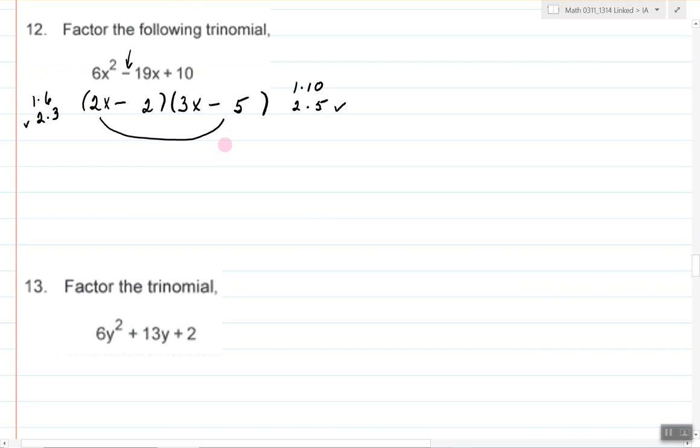So let's just see what's going on. In this case, the outer product is negative 10x. The inner product is negative 6x, and those add up to be negative 16x, and that's incorrect. So I will hold the 2x and 3x where they are and change the 5 and the 2. This outer product is negative 4x. This inner product is negative 15x. And those add up to be negative 19x. So yay, it only took 2 tries and it works out.